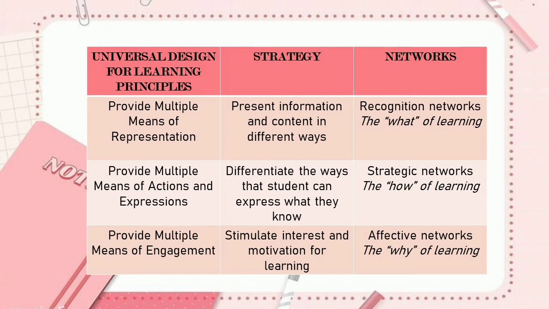Now, our brain has three networks. The three networks are connected and work together, and are essential to learning. So in these three UDL principles, there are different networks. In Principle 1, it is the recognition networks, which is the what of learning. In Principle 2, it is the strategic networks, which is the how of learning. And lastly, Principle 3 is the affective networks, which is the why of learning.